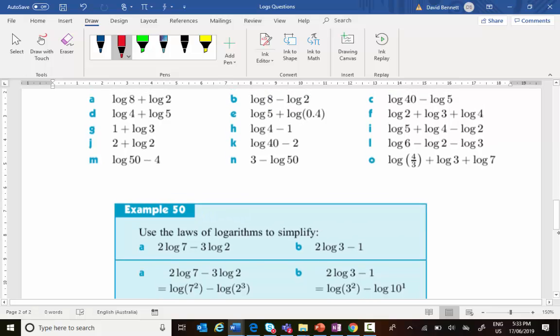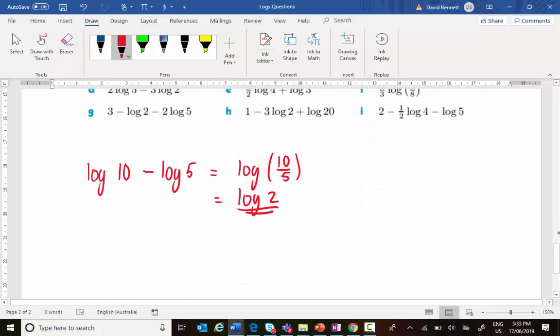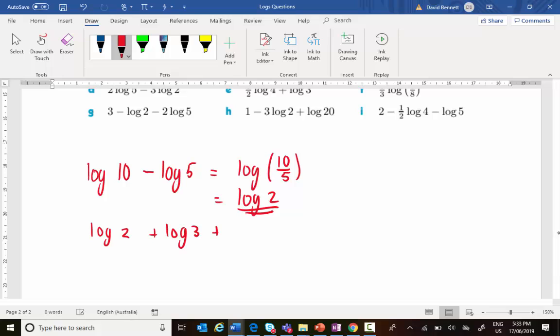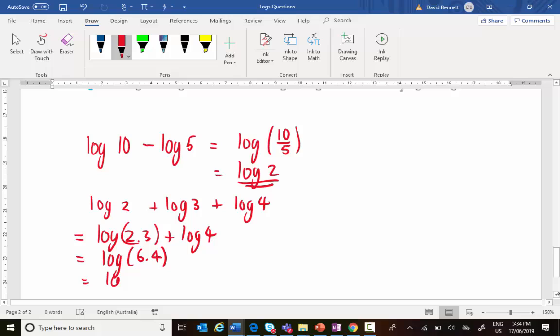All right, let's look at a couple of the examples up here for us to do. So if I do, say F, I've got log of 2 plus log of 3 plus log of 4. So now what I would do is simply combine these. Now the rule is that log plus we times together. So that's going to be log of 2 times 3 plus log of 4. So that's going to be equal to log of 2 times 3 is 6 times by 4. Using that rule again, we can say that's equal to log of 24. And that's my final answer.